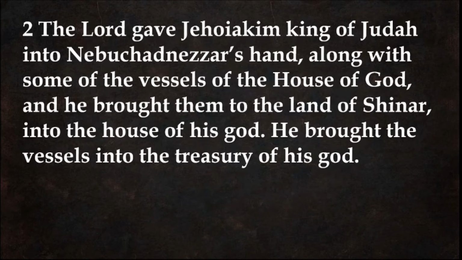The Lord gave Jehoiakim, king of Judah, into Nebuchadnezzar's hand, along with some of the vessels of the house of God. And he brought them to the land of Shinar, into the house of his God. He brought the vessels into the treasury of his God. What do we mean here by vessels? This is the EHV we're still using, by the way, in translation.